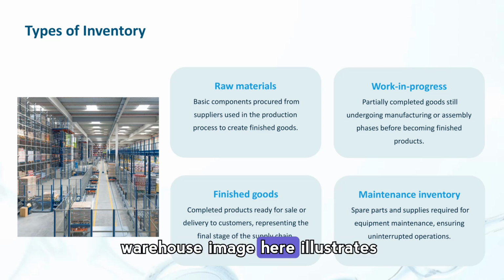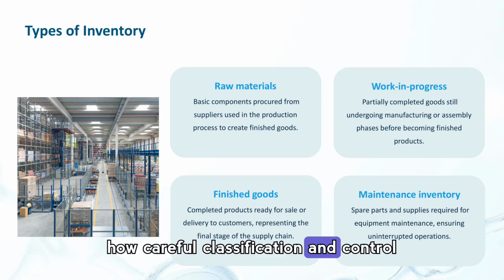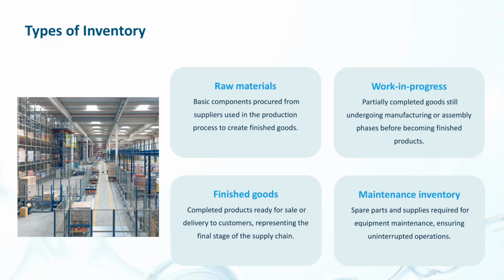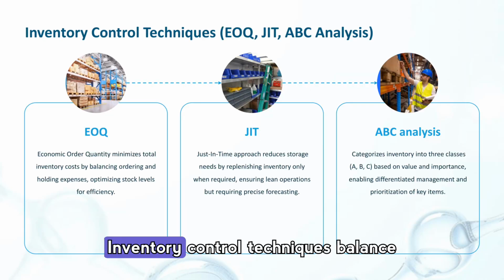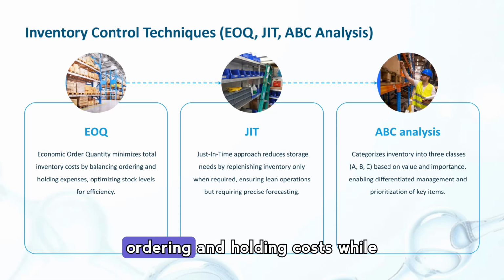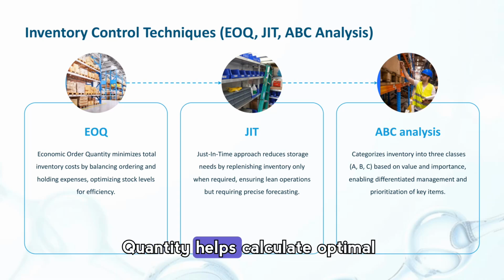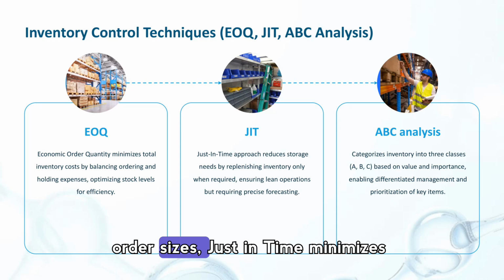The warehouse image here illustrates how careful classification and control of these types supports production continuity while minimizing holding costs and obsolescence risks. Inventory control techniques balance ordering and holding costs while meeting demand. Economic order quantity helps calculate optimal order sizes.